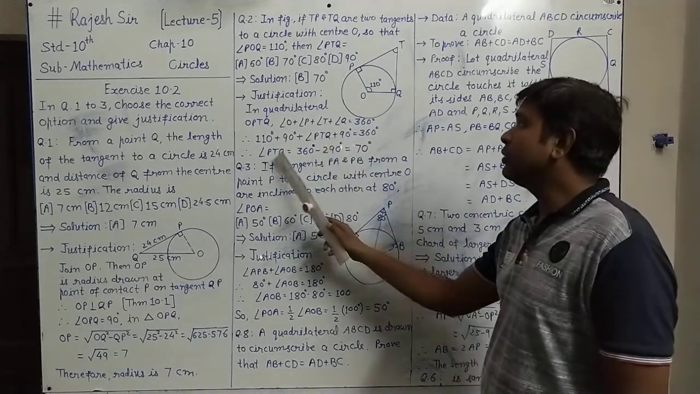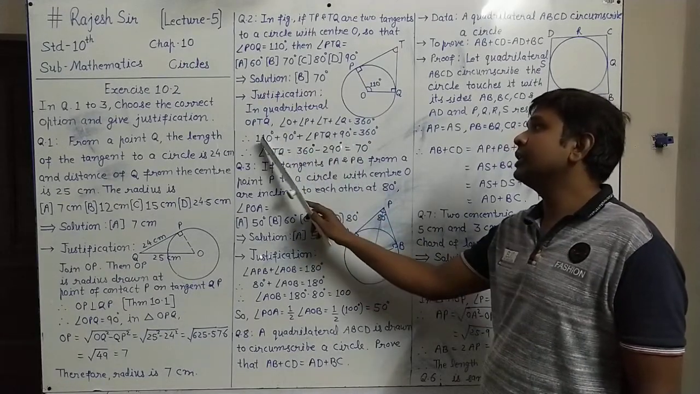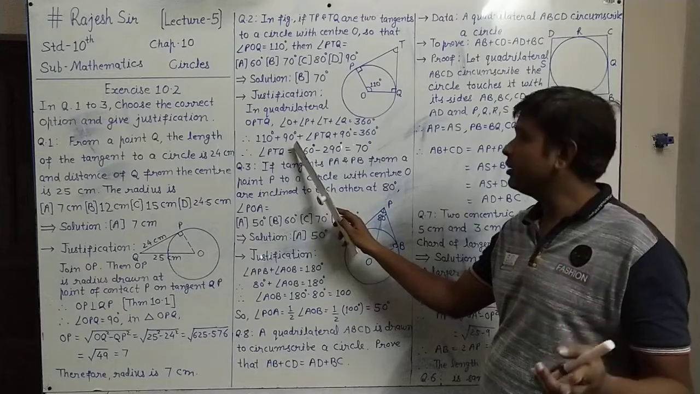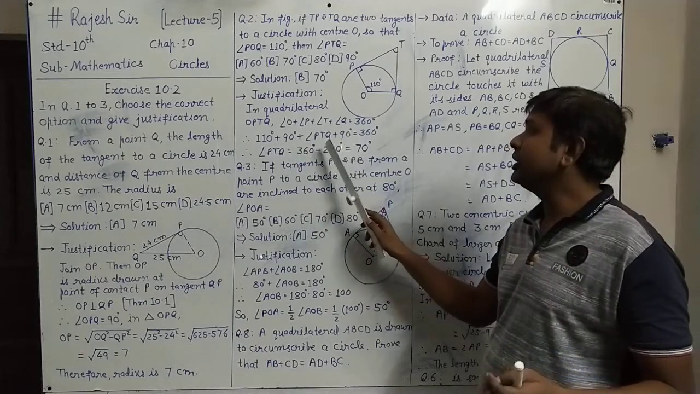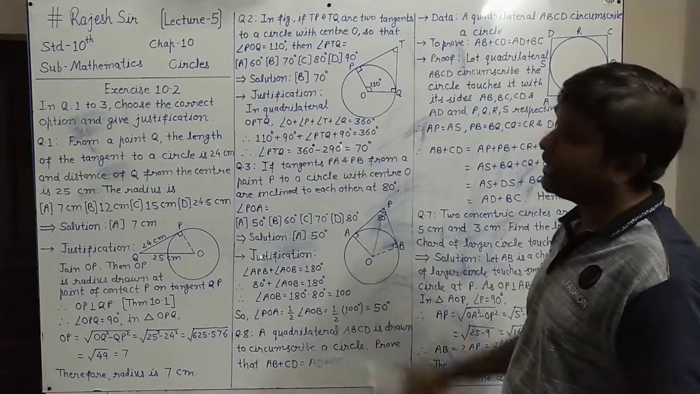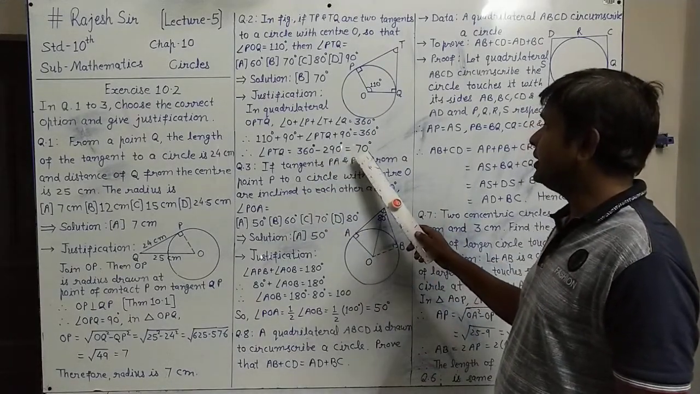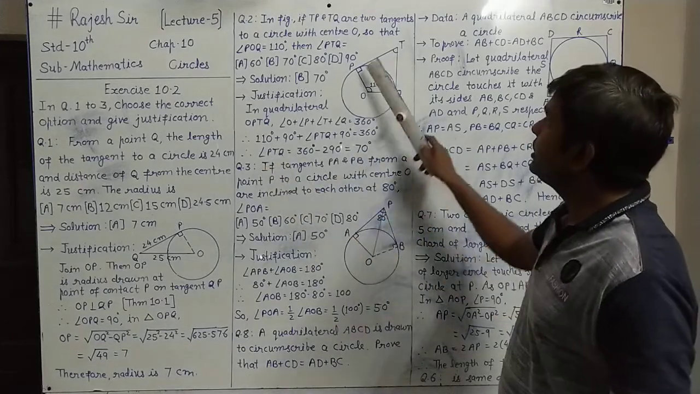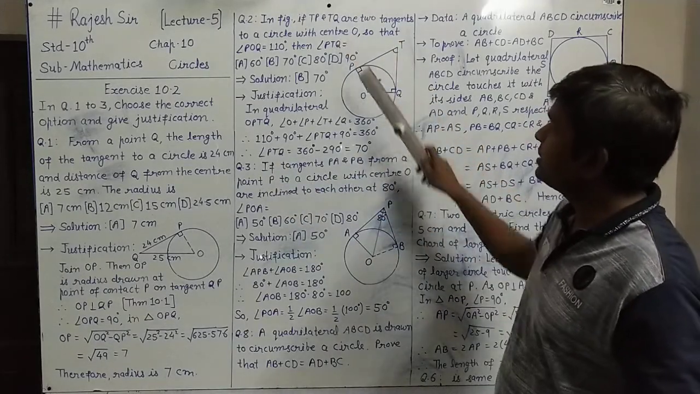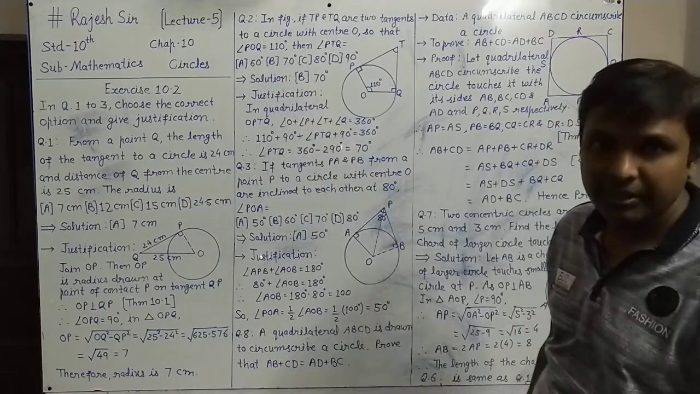So angle PTQ equals 360 minus the sum of these numbers: 110 and 90 is 200, plus 90 is 290. Moving it to the other side, 360 degrees minus 290 degrees gives 70 degrees. So angle PTQ that was asked is 70 degrees, which is in option B. So option B, 70 degrees, is our answer.